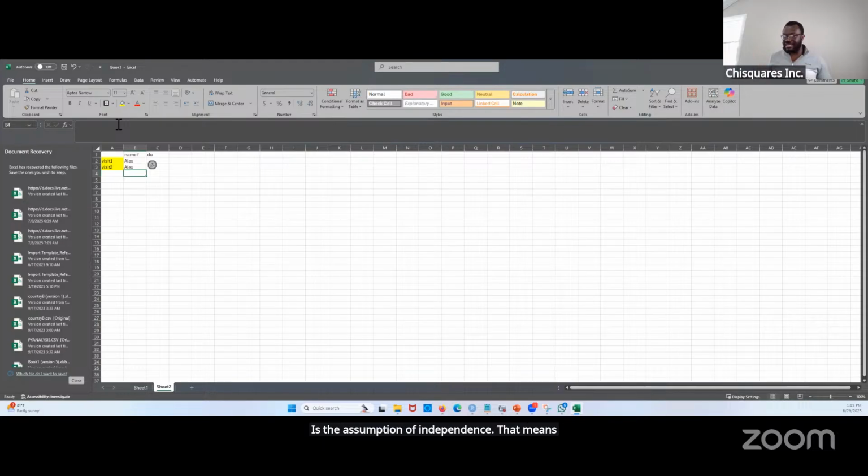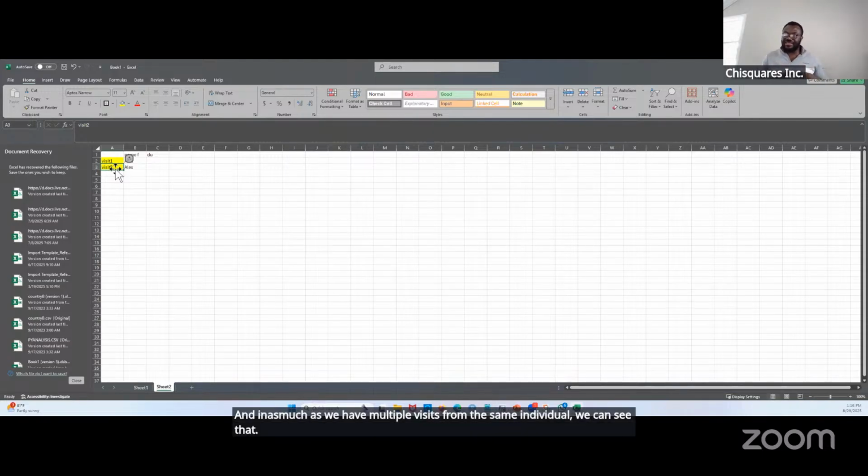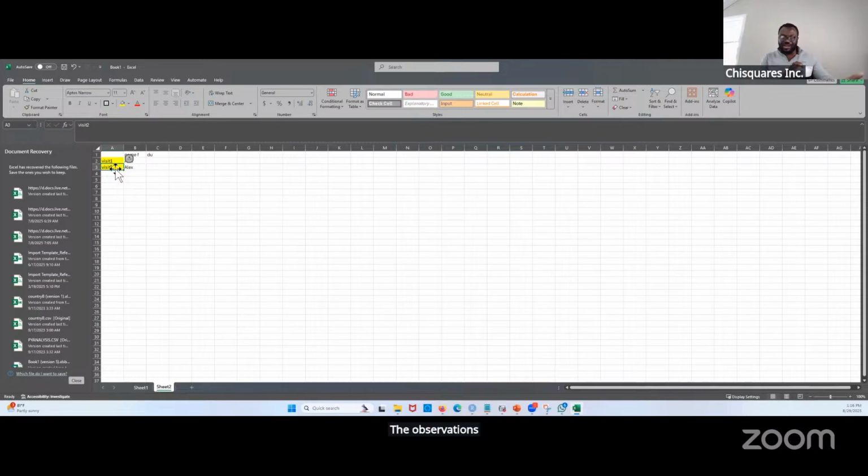That means that row number 1 is not related to row number 2. In this case, that's obviously not the case, right? Because Alex has multiple visits. The unit of analysis is the visits. And inasmuch as we have multiple visits from the same individual, we can see that the observations or the records from him are going to be correlated.